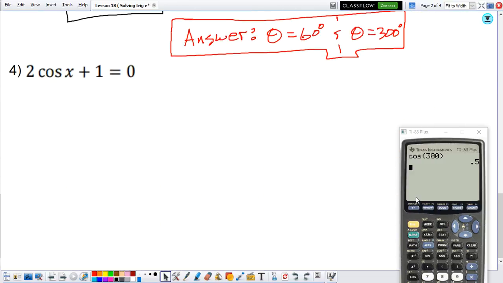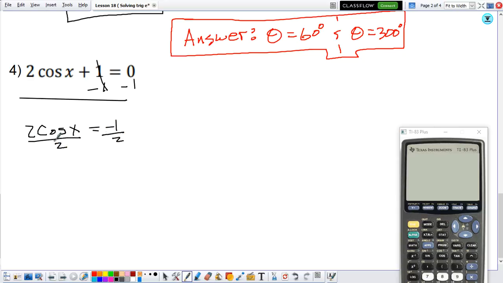So let's check. For the next example here, let's solve for cosine. So how do we do that? We have here a constant. Let's eliminate that one, so subtract 1 from both sides. So now we have 2 cosine of x equals negative 1. We want to solve for cosine, so divide by 2. So now we have that cosine of x equals negative 1/2.